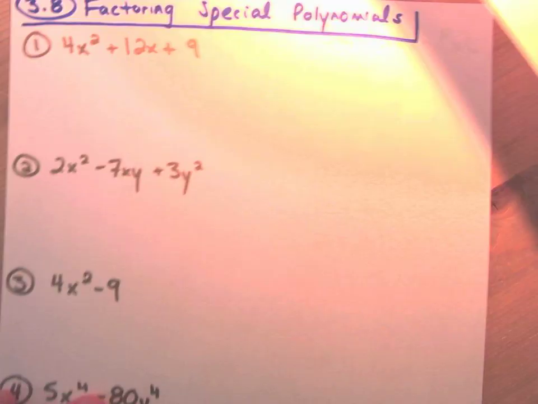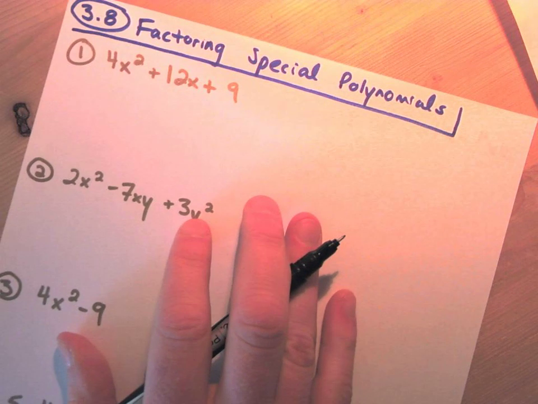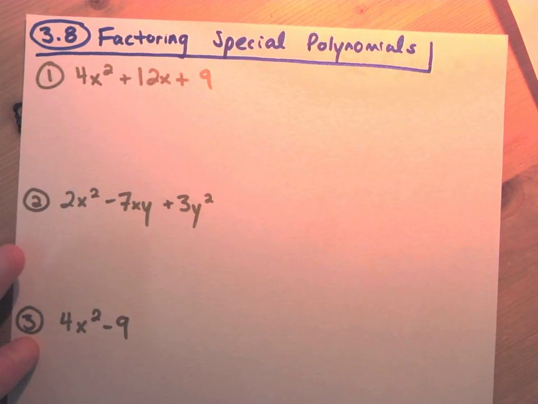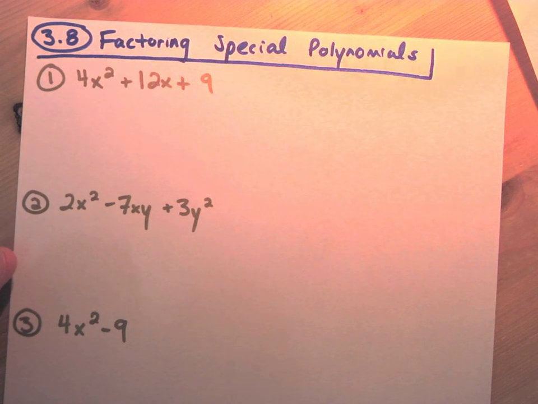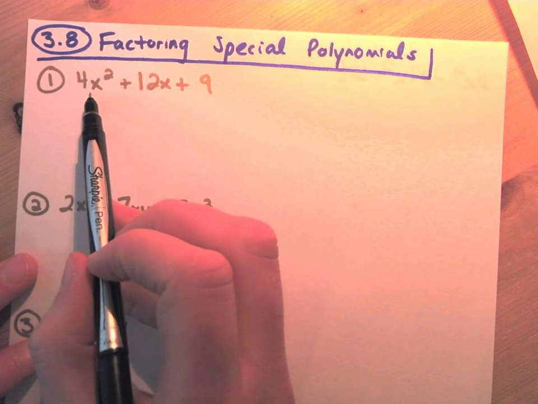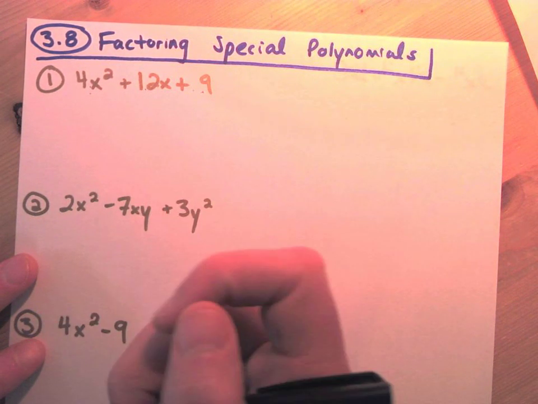Okay, last section, 3.8, factoring special polynomials. So we have 4x squared plus 12x plus 9. This is called a special polynomial. The thing is, with this one, you can just do it our regular way. Okay, you first check if there's a GCF. There's not, because there's no number that goes into both 4 and 9.